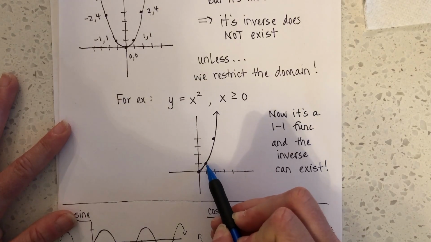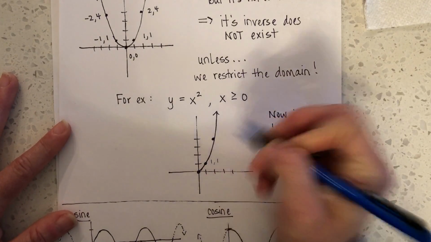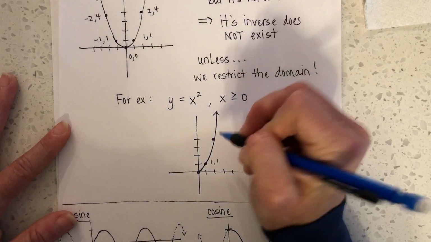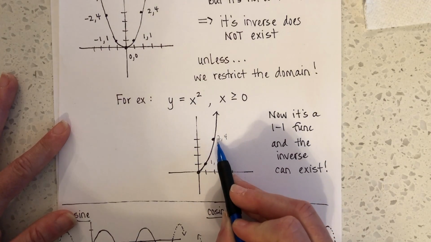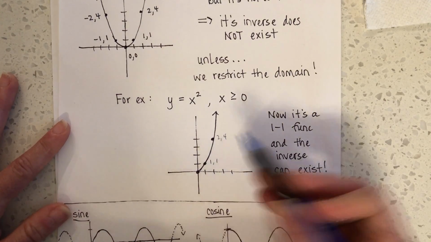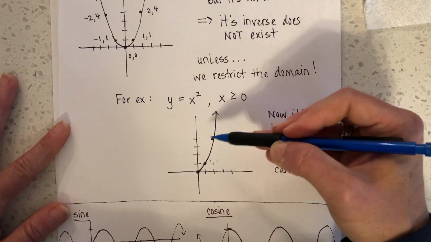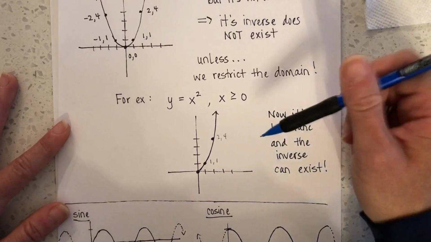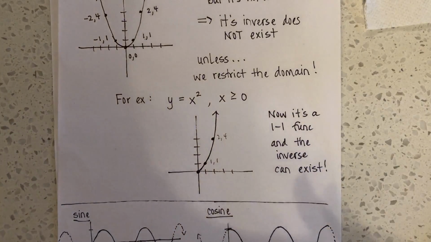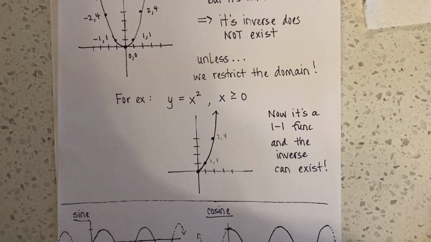Now, when I plug 1 into the inverse, a 1 will come out. When I plug 4 into the inverse, only a 2 will come out of that inverse. So this is a one-to-one function, and this restricted part of the graph can have an inverse. So that's what's going to happen with your inverse trig functions.